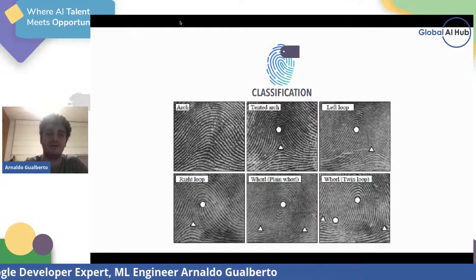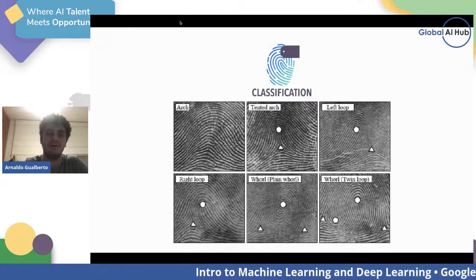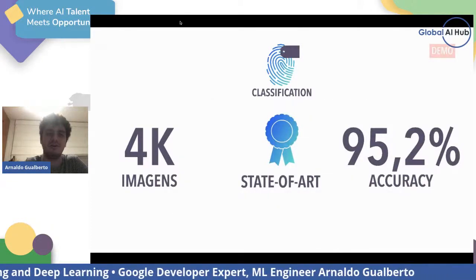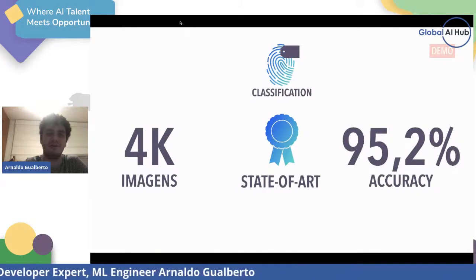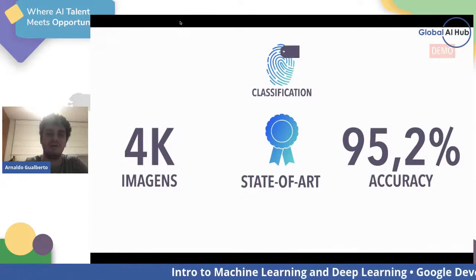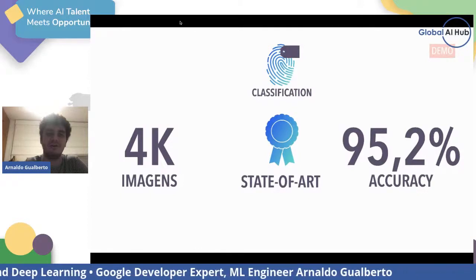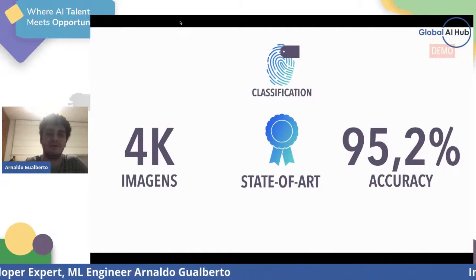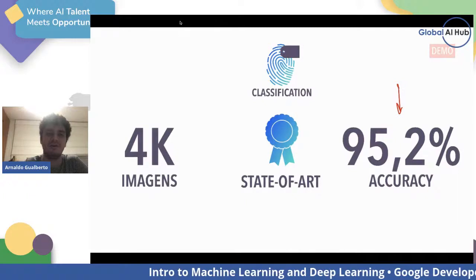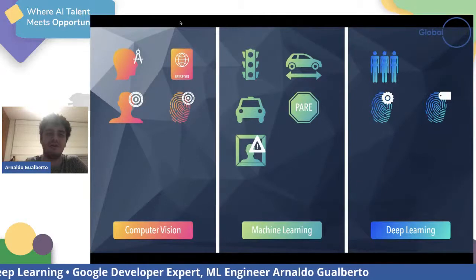So we trained a deep learning model to classify the fingerprint images into one of these 6 classes, and we trained it using only 4,000 images. We also achieved state-of-the-art results. Unfortunately, we never published a paper about that, and today we are not the state of the art anymore. But we achieved a very high accuracy of 90.2%, and that was very good. So that was another deep learning solution we developed in that company.